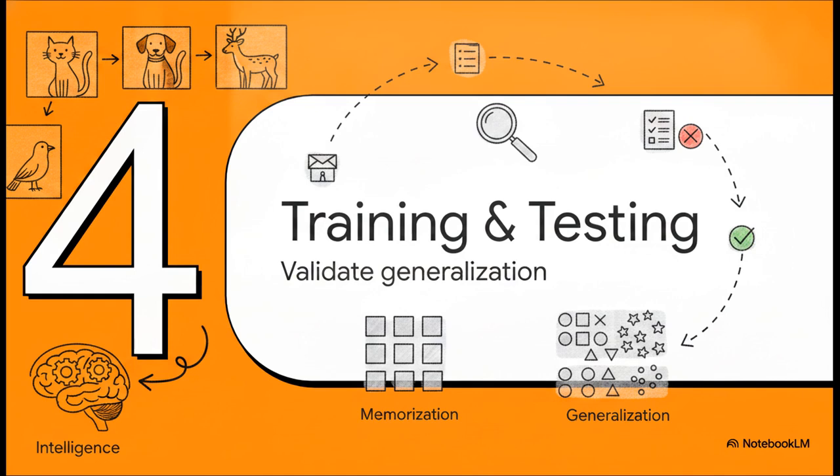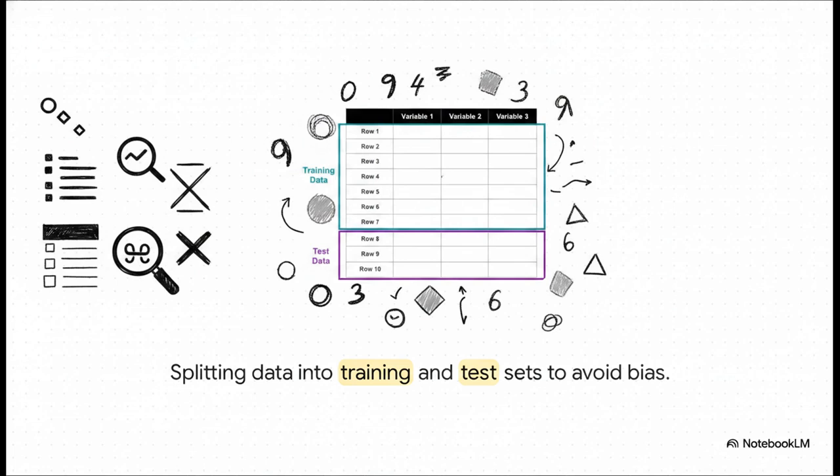Moving right along to part four, training, testing, and validation. How do we know our model is actually learning and not just memorizing the data? Well, a foundational best practice in machine learning is splitting your data into separate training and test sets. Usually we do a 70-30 or an 80-20 split. This guarantees that we train the model on a large chunk of randomized rows, but we hold back some unseen data to test it on later.